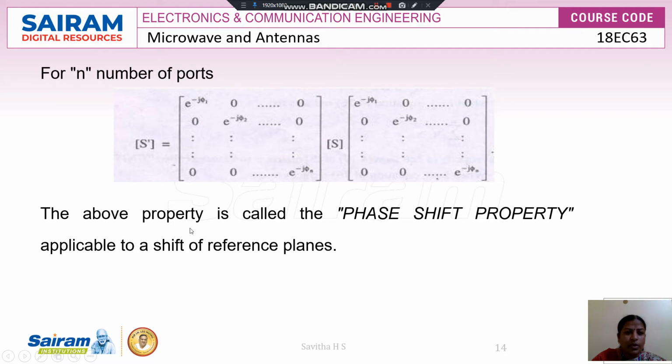The above property is called the phase shift property, applicable to a shift of reference plane. As I told in the diagram, the reference plane only is shifted from 1 to 1 dash and 2 to 2 dash. So this is the phase shift property. We studied today 4 properties of the S matrix.